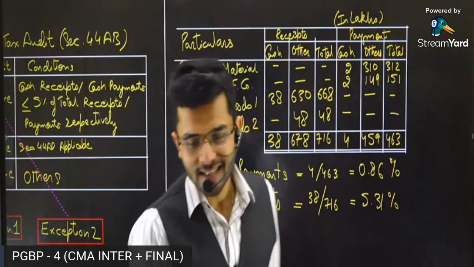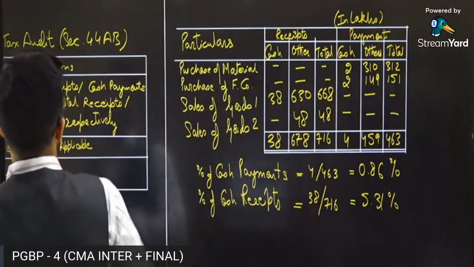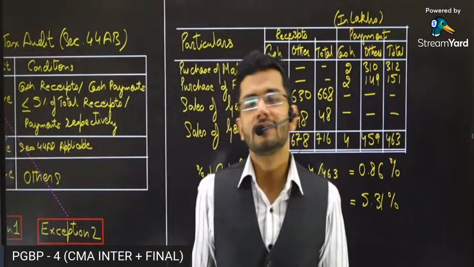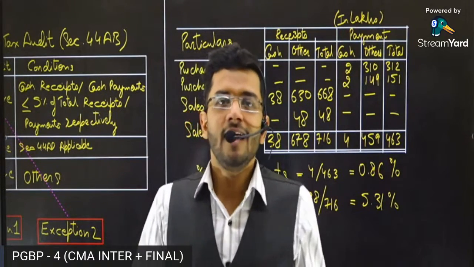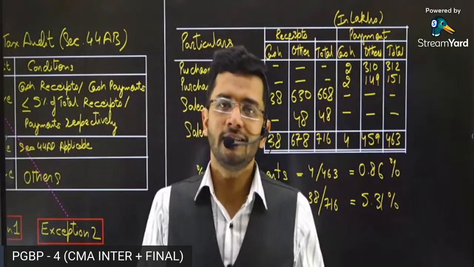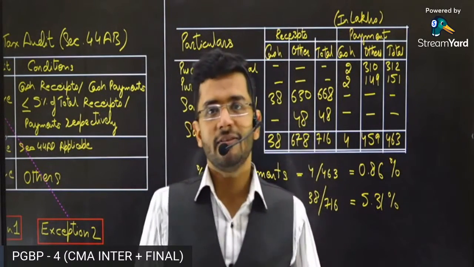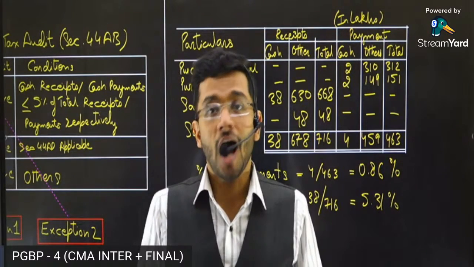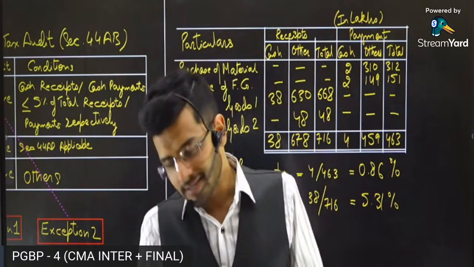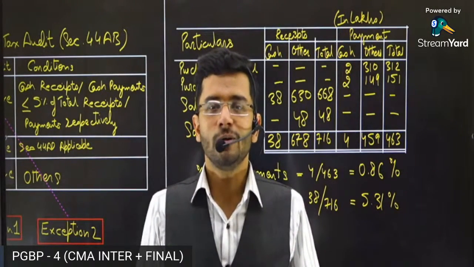So, guys, the correct answer is: the higher the limit, the better it is. Why? Because if the limit is higher, then fewer assessees will fall under the tax audit ambit. If a high limit is there, then fewer assessees will fall under tax audit ambit. So, the higher the limit, the better it is.